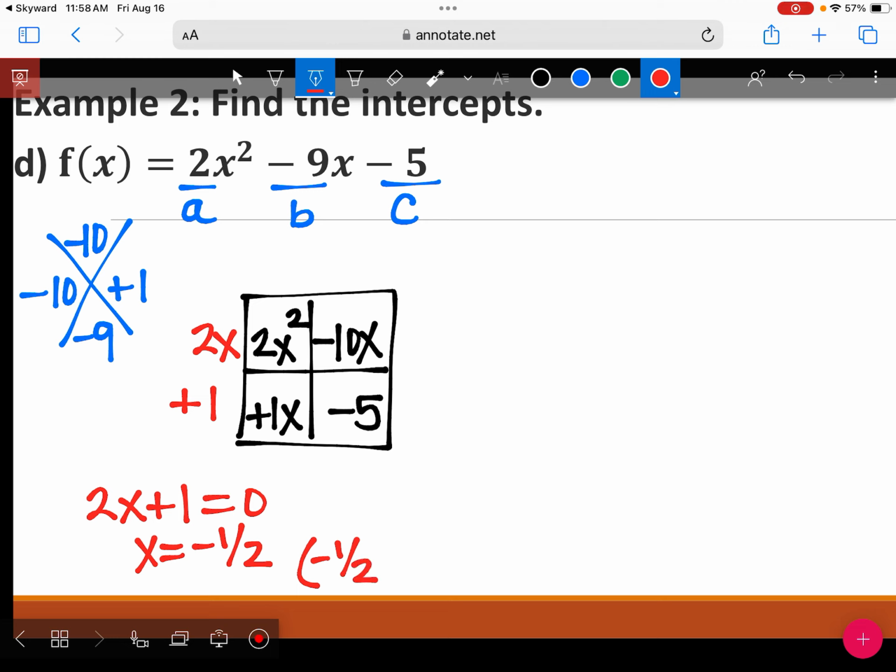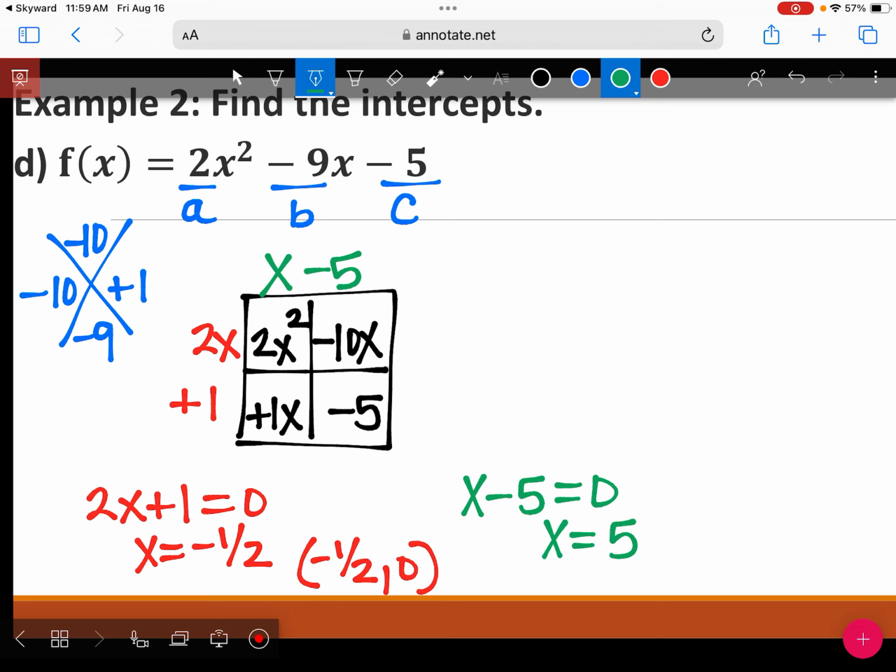So we're going to write that as an ordered pair. And now let's look at each column. So here, the greatest common factor is an x. And then here, what am I taking out of these two? What number goes into 10 and 5? 5. And it's going to be a negative 5. Let's set that equal to 0. You get x equals 5. And 5, 0 goes right there. That would be your x-intercepts.